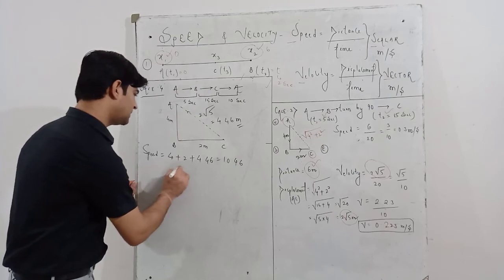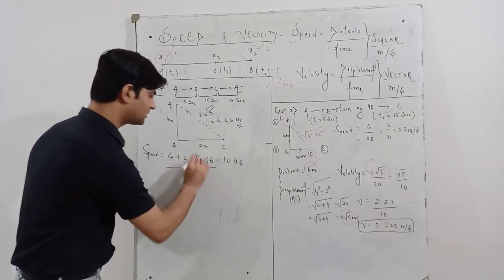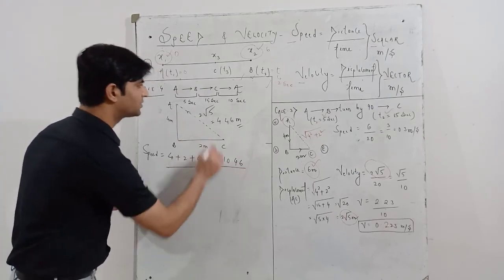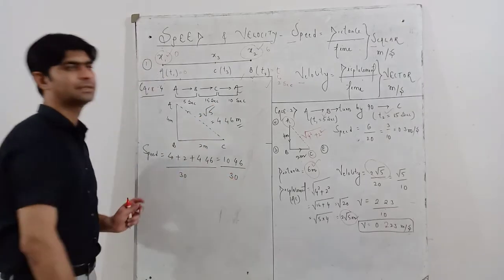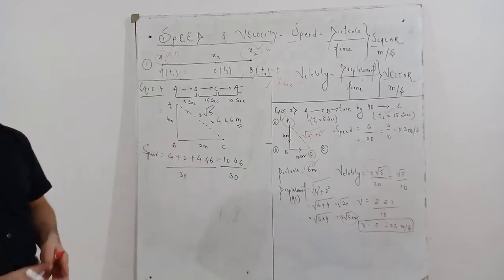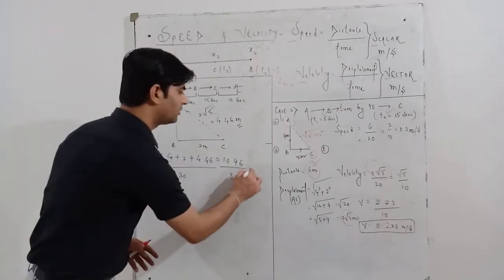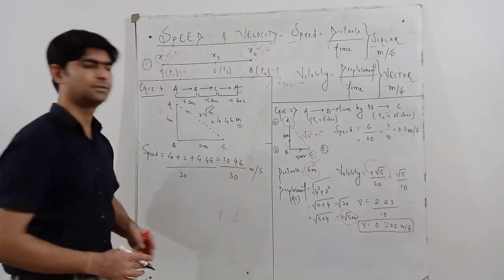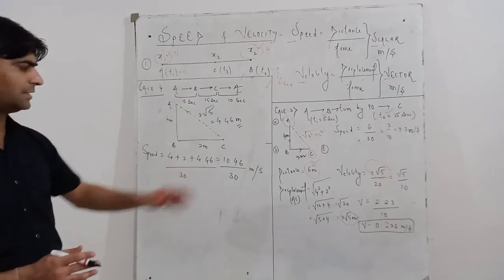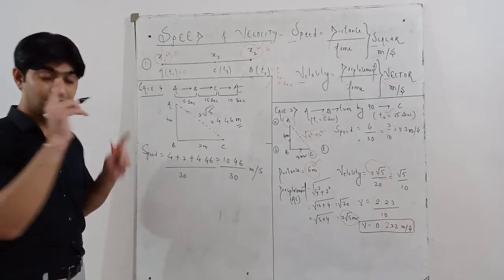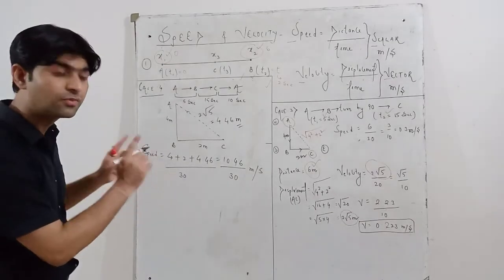Okay, so the speed will be equal to total distance upon total time. If you see, it is 10.46 upon 30 seconds, almost 1/3. You can say this will be the value of speed. But when we talk about velocity, this case I have taken specifically for velocity.